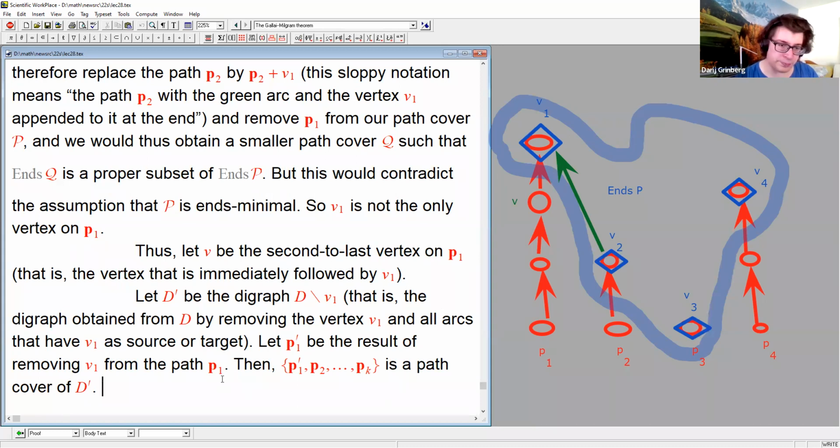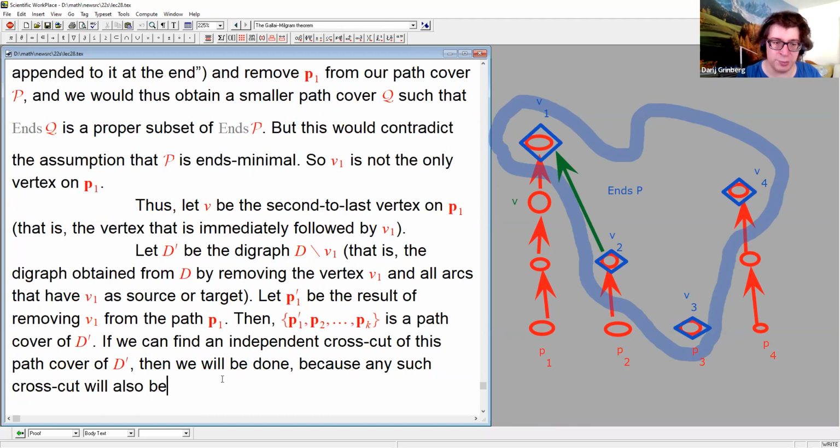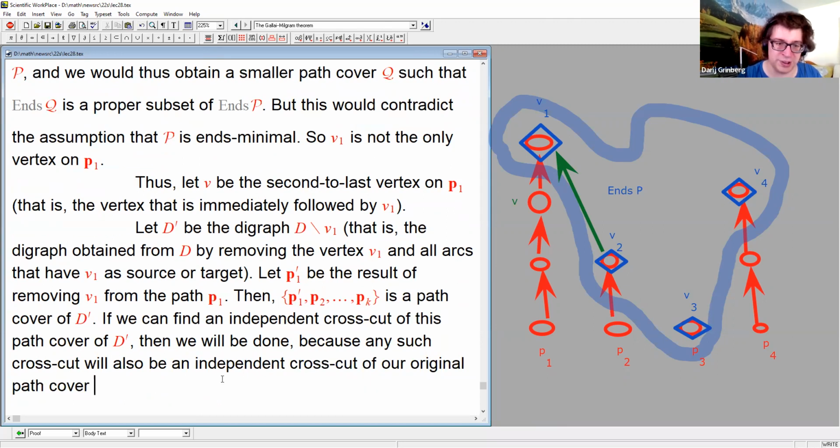So if we can find an independent crosscut of this path cover of D prime, then we will be done, because any such crosscut will also be an independent crosscut of our original path cover of D, for original path cover P1, P2 ... Pk equals P. So basically, in this case, we get rid of this vertex V1 and have one vertex less.